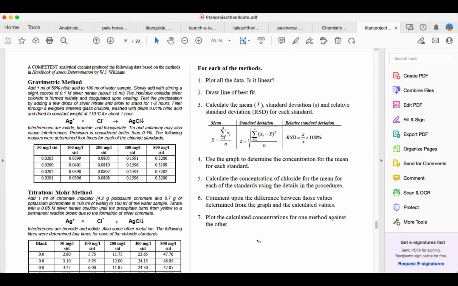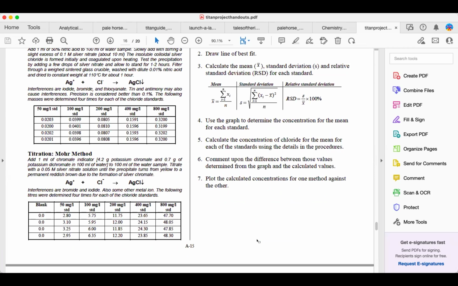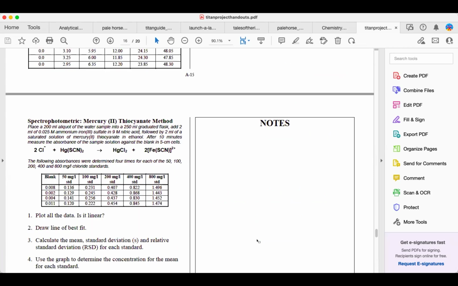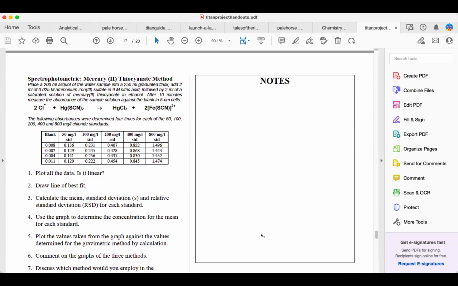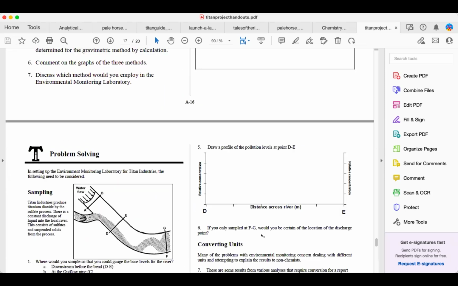There are a few suggested methods here, gravimetric methods, titration, and there are some data already given to you. So you can do correlation, you can do regression, you can do a statistical study to present your justification to the board.